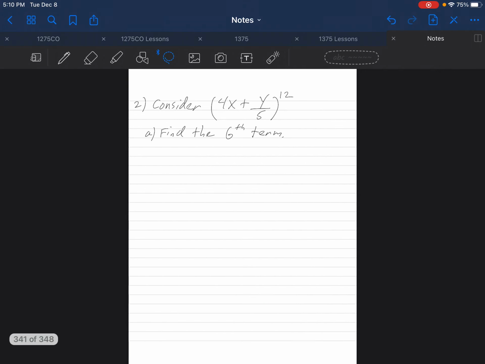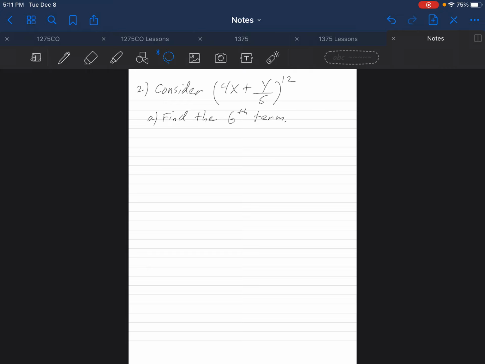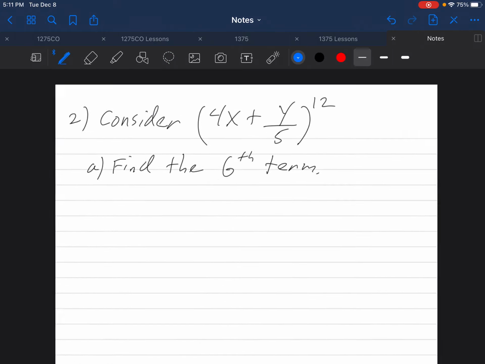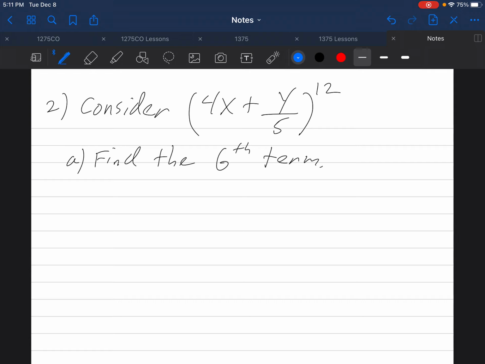Let's look at something else, slightly more difficult. Number 2. Move this up because we might need some space. Let's use blue as our solution. And here we don't have just x plus y, but we're going to have 4x and then y over 5, all raised to the power of 12. So let's find the 6th term in this expansion.